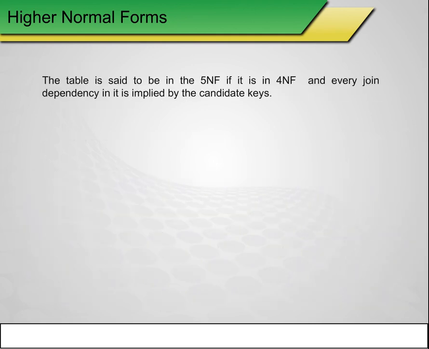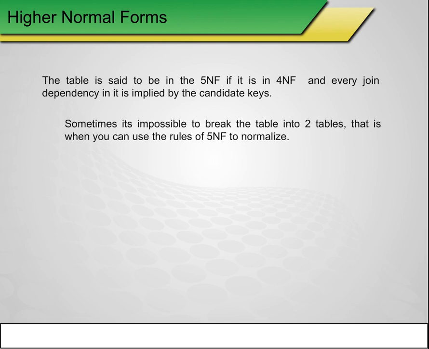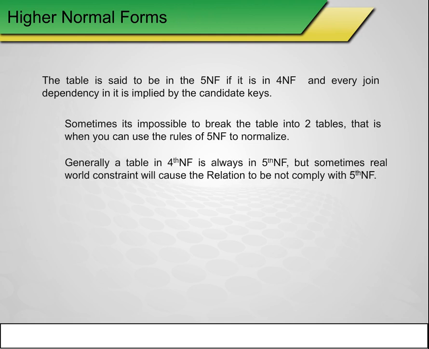The table is said to be in 5NF if it is in 4NF and every join dependency in it is implied by the candidate keys. Sometimes it is impossible to break the table into two tables. That is when you can use the rules of 5NF to normalize. Generally, a table in 4NF is always in 5NF, but sometimes a real-world constraint will cause the relation to not comply with 5NF.